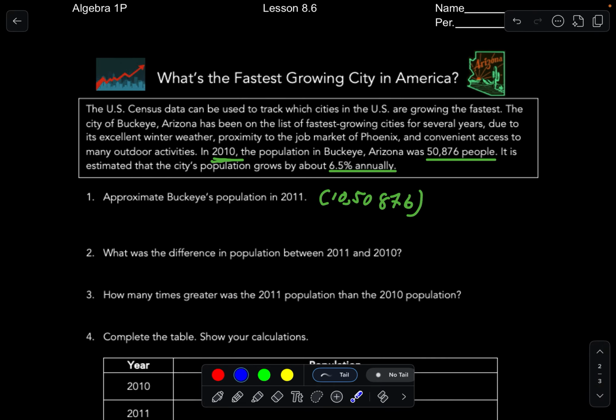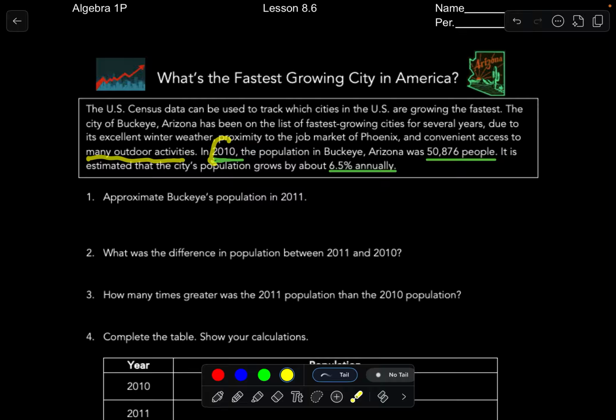It's talking about the U.S. Census data, which can be used to track which cities in the U.S. are growing the fastest. The city of Buckeye, Arizona, has been on the list of fastest growing cities for several years due to its excellent winter weather. Notice it's winter weather, not summer weather. I'm pretty sure summer weather is going to be pretty darn hot. Its proximity to the job market of Phoenix and convenient access to many outdoor activities.